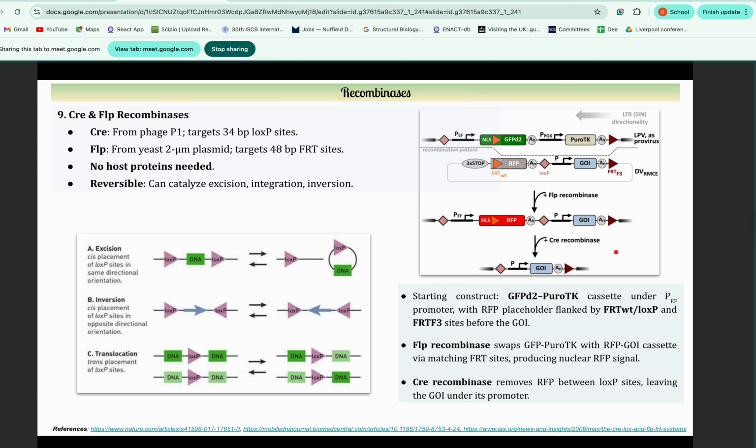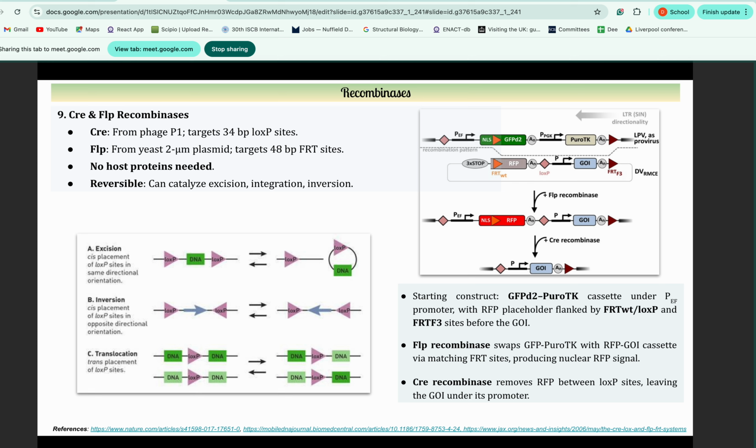Now if we add Cre recombinase, it will look for the LOXP sites and check their direction. If both of them are facing in the same direction, then it will cleave whatever is present in between them and preserve one of the LOXP sites. So now this entire region has been deleted, one LOXP site has been preserved, and the other stretch is retained.